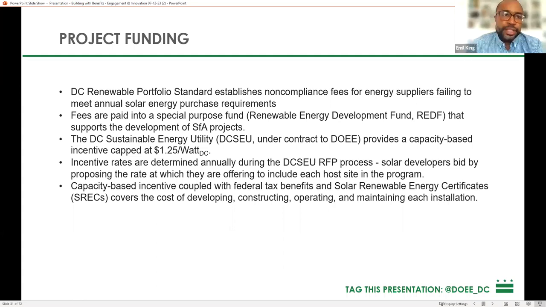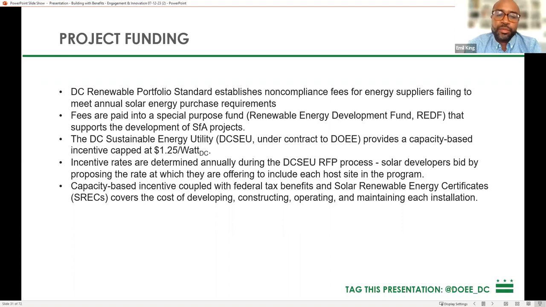So that was a year-long process that sought to understand how we could leverage our funding streams, which essentially come from the district's RPS. There's an established non-compliance fee for any energy suppliers that fail to meet solar energy purchase requirements each year. So those funds then come to our agency, and it's put into a special purpose fund called the Renewable Energy Development Fund, called REDF. And that supports the development of all Solar for All projects. And then there are opportunities for federal funding that we also leverage to complete some of those projects as well.